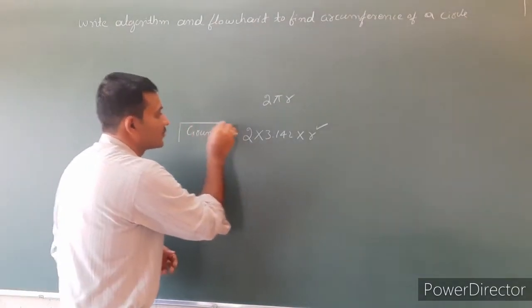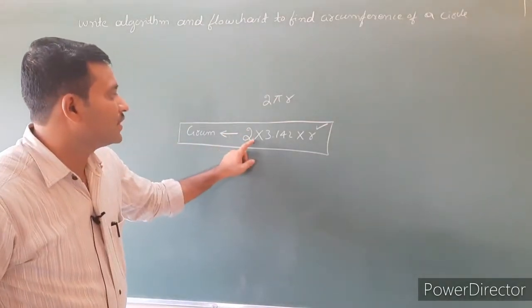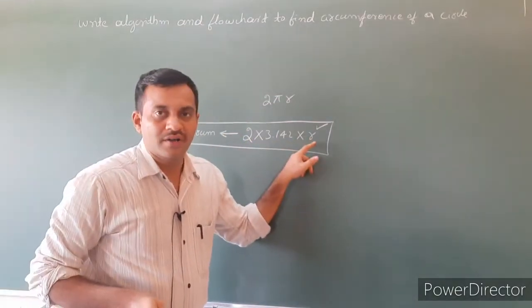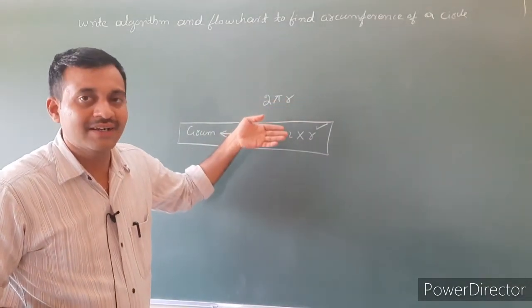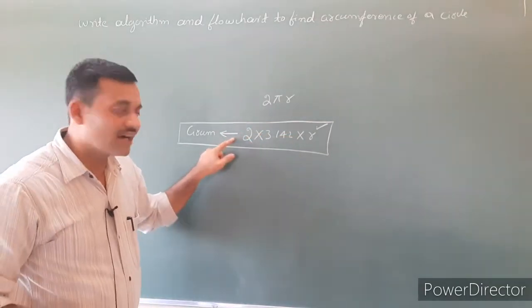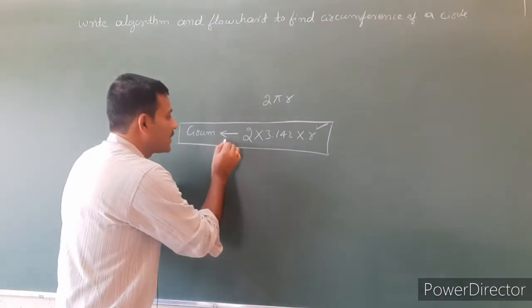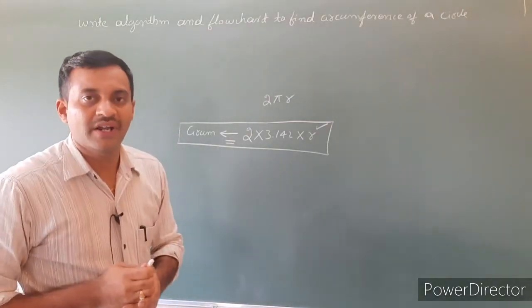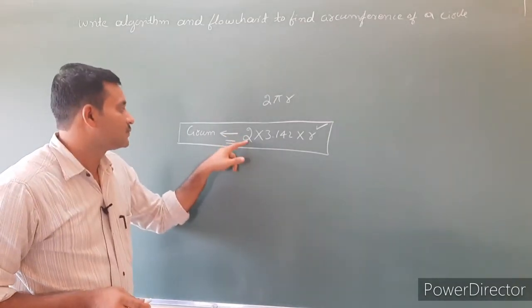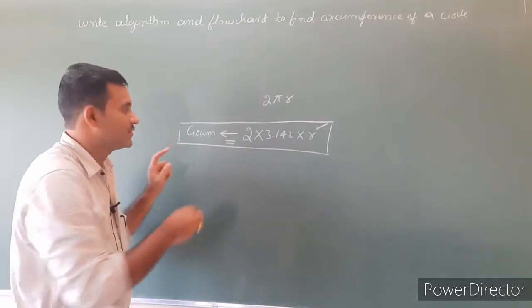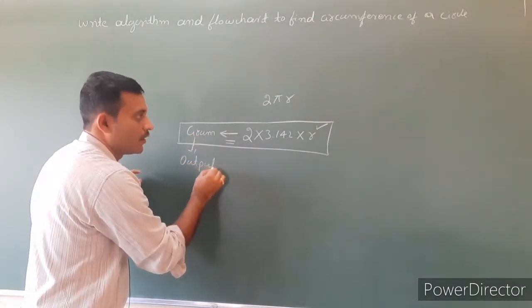So we got the formula. The formula is circumference back arrow 2 into 3.142 into r, that is 2 pi r is the formula. After calculating the formula, it returns a single value that is assigned. See the back arrow, either we use back arrow or assignment operator. Here equals is an assignment operator. Either we write back arrow or assignment operator. Then this value is assigned to the circumference. So circumference is the output.